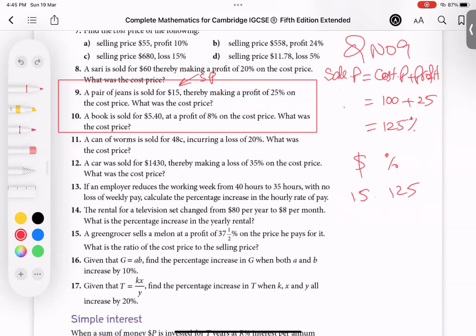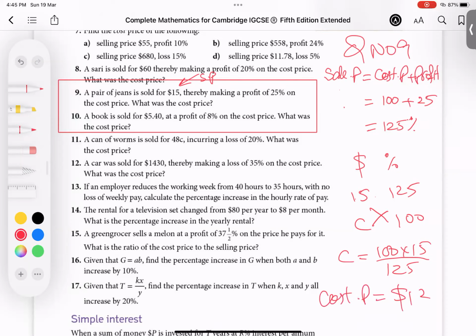So alhamdulillah rabbil alameen, C for cost and 100, and cross multiply. In this way, if I check it, what is the answer? C equals 100 times 15 divided by 125. So 100 times 15 divided by 125, and the answer is coming. So the cost price for the person is $12. I hope the concept is clear.